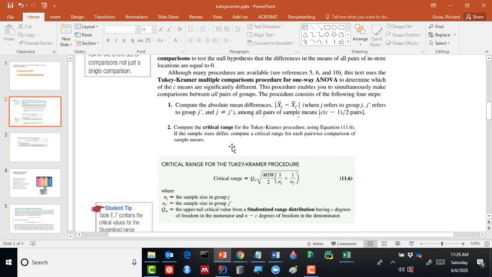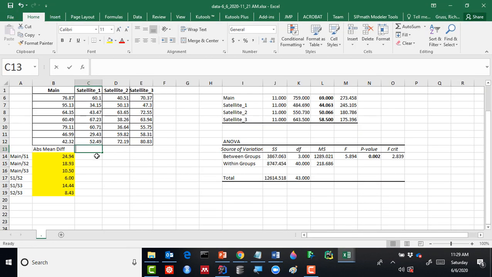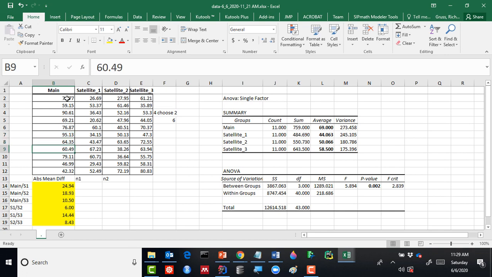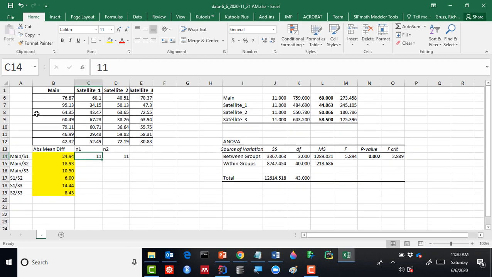So the way that we calculate the critical value, or in this case it's called a critical range, is by using this formula. Notice it depends on a couple of variables. We've got this thing called Q, we've got this MSW, and we've got 2 different N's. Some of these are easy. This is just the 2 sample sizes of the 2 groups that you're comparing, N1 and N2. In this case, I see that there are 1, 2, 3, 4, 5, 6, 7, 8, 9, 10, 11. They all have 11. So N1 and N2 are always going to be 11. So this makes things easy.